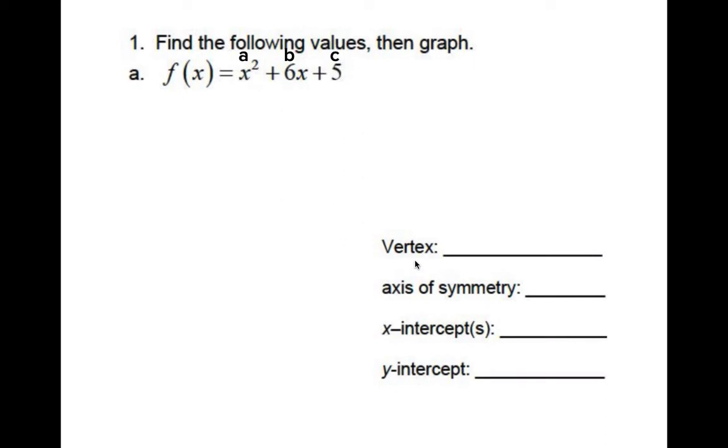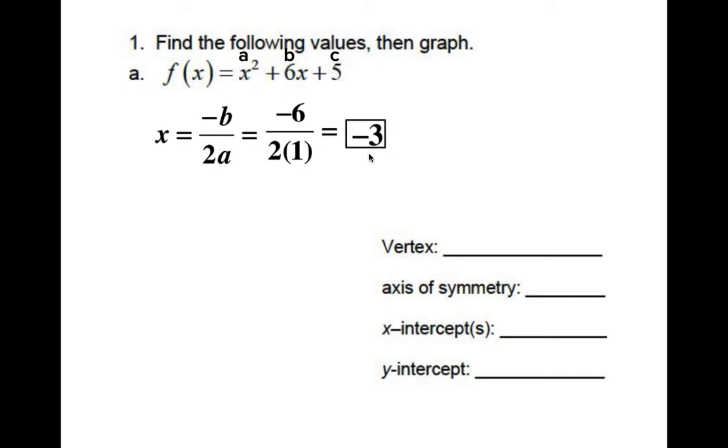So starting by finding the vertex, you're going to figure out what the negative b over 2a is. So when we plug this in, it's going to be negative of 6 over 2 times a, which is 1. So negative 6 divided by 2 is negative 3.